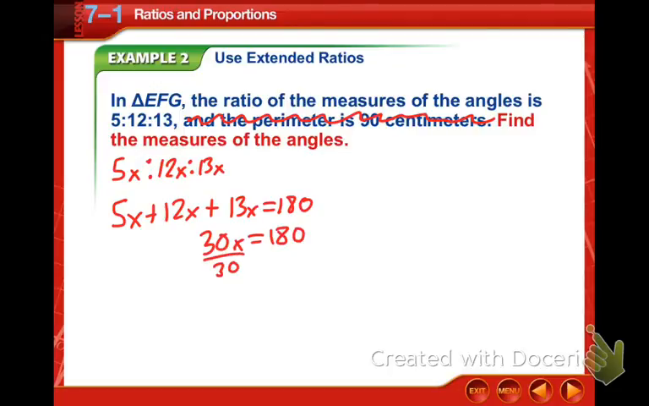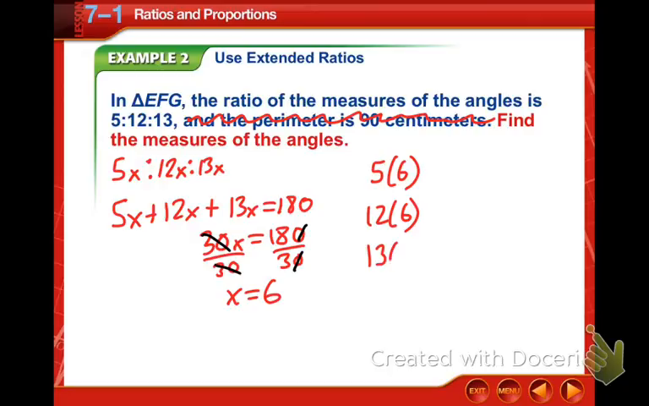We divide by 30 and get rid of the zeros. 18 divided by 3, x is equal to 6. Now, we want to actually know the measure of the angles. We now have our constant, so all we have to do is multiply our constant by our ratios. So 5 times 6, 12 times 6, and 13 times 6.